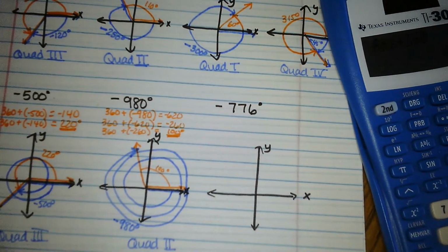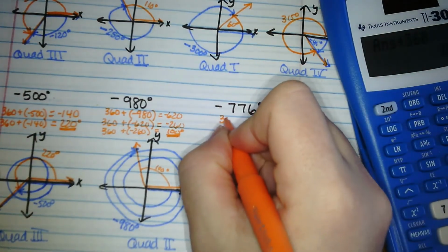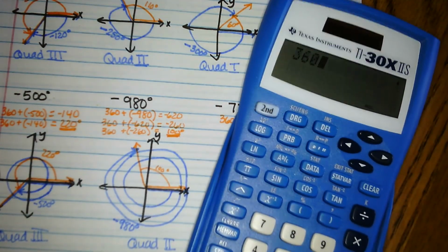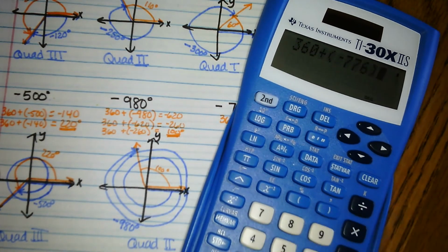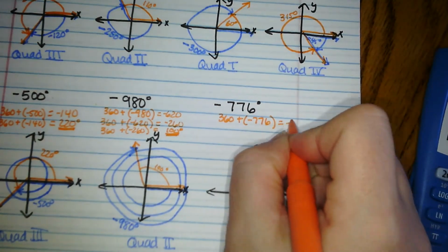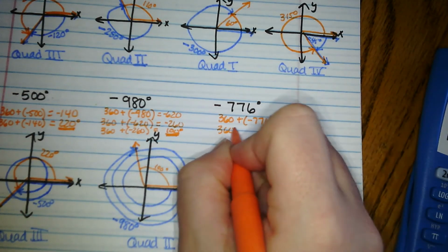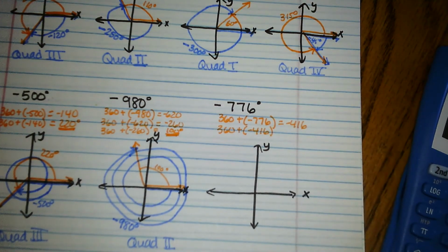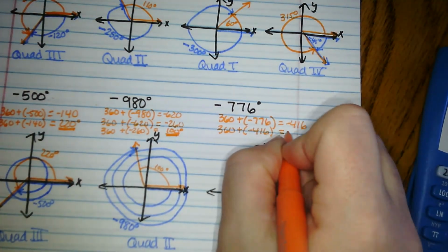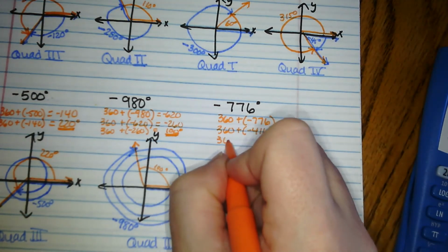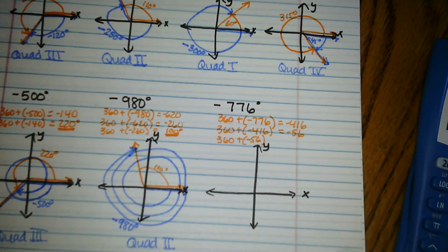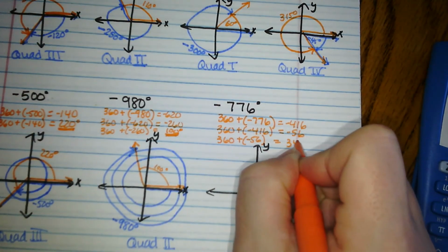And negative 776 is one more. So I'm going to take my group of 360 and add negative 776. That's going to give me negative 416. I'm going to take my 360 and add that. That gives me a negative 56. So I have to take one more group of 360 and add. And I'm at 304.